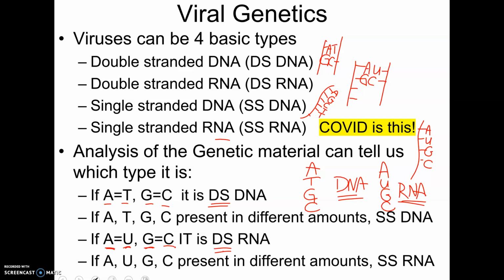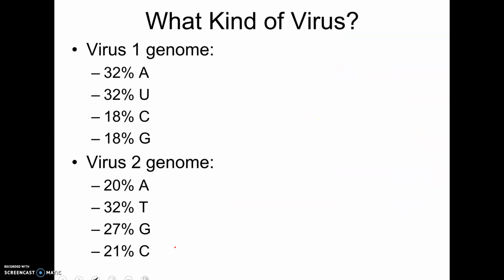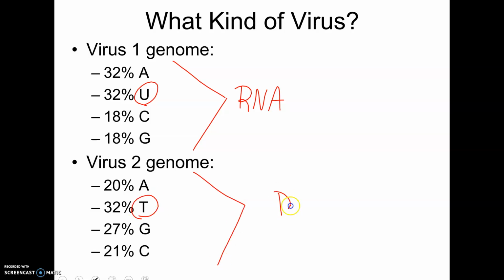So if this sounds a little bit confusing, let me just show you two examples, and you'll see this is actually quite easy. So step one, is it a DNA virus or an RNA virus? So here's my percents. They add up to 100. And I see that it's got U, so now I know this one has to be an RNA virus. Now look at our second one. This one doesn't have U, it has T, so this has to be a DNA virus.